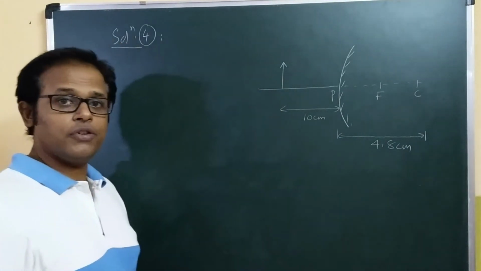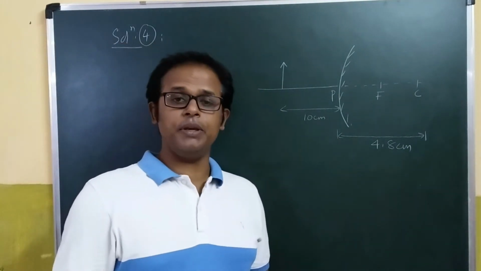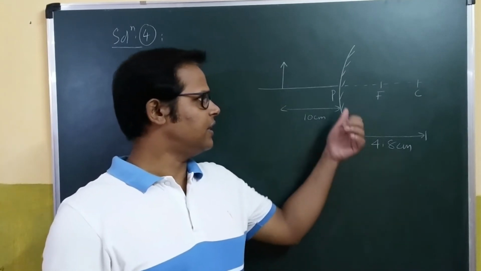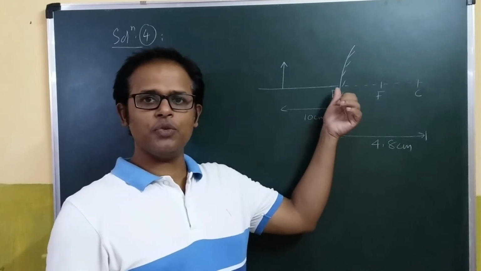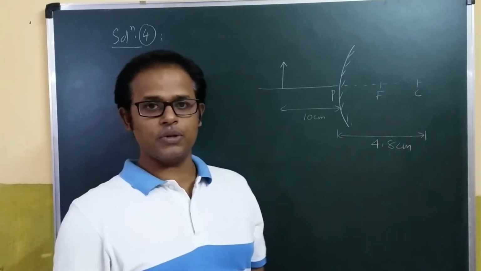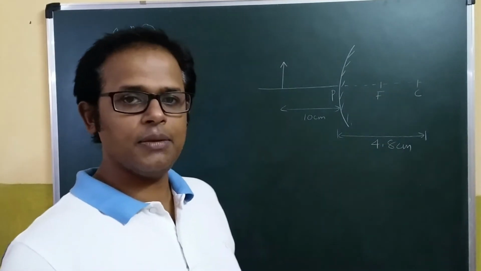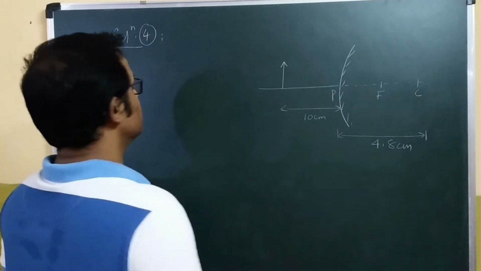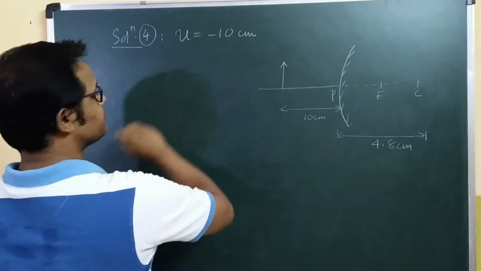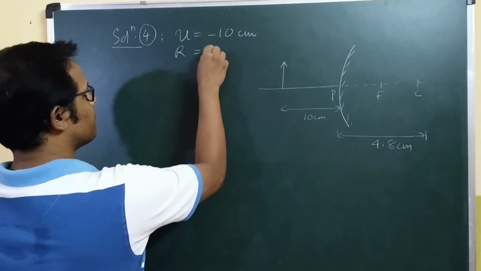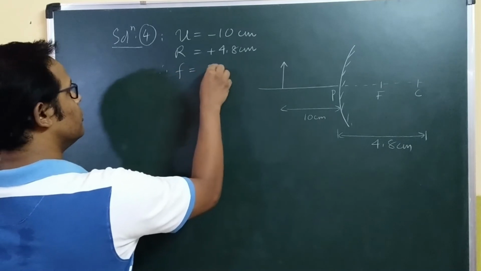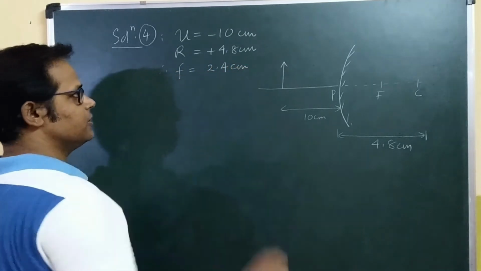Alright? So if you are very thorough with convex mirror behavior and the image formation, you should be feeling it is easy. The image will always form between the pole and the focus. The image will never go out of the focus. It seems to be behind the mirror, virtual and erect. So the first case says U is equal to minus 10 centimeters and R is plus 4.8 centimeters, which means the focal length will be 2.4 centimeters.